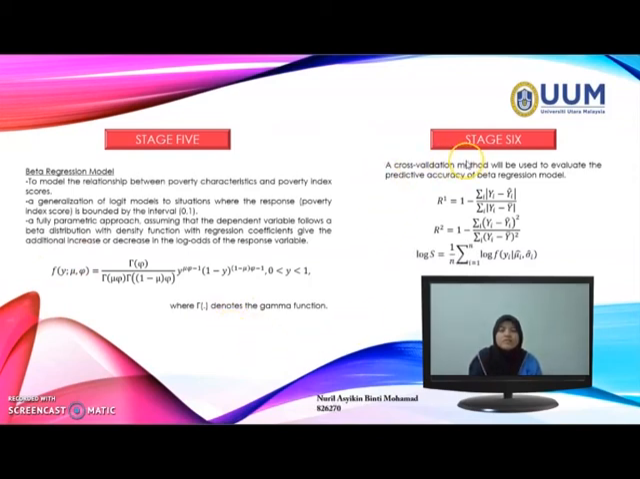Next, we will move to the last stage, which is the cross-validation method. It will be used to evaluate the predictive accuracy of a regression model. By using this cross-validation method, we will prove that our predictions of poverty index scores are almost the same as the real poverty index scores given by the Department of Statistics Malaysia.